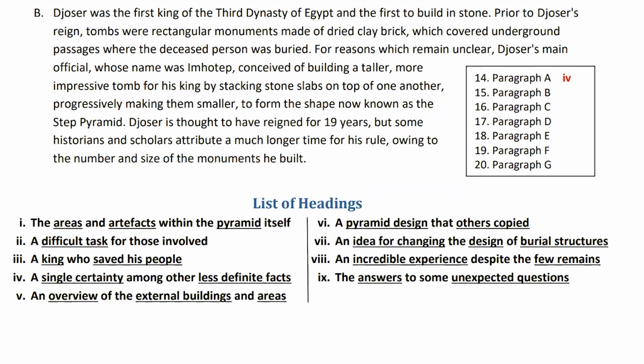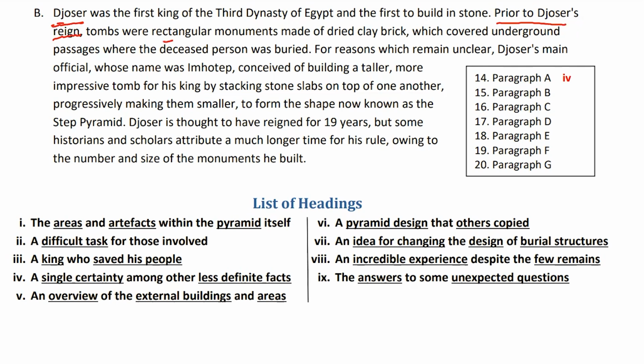Even if you get it wrong after the explanation, believe me, your understanding will be much better. Okay, so now what do we have there? Djoser. So we know the name of the king was the first king of the third dynasty and the first to build in stone. Prior means before Djoser's reign, before his rule, tombs were rectangular monuments.